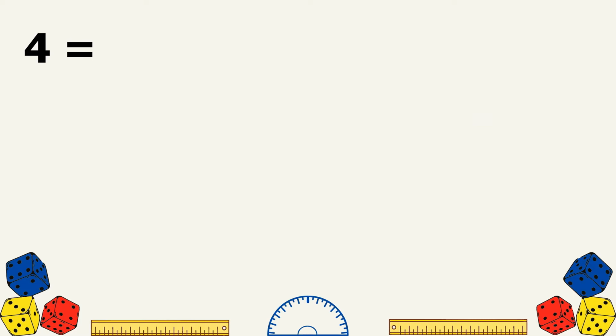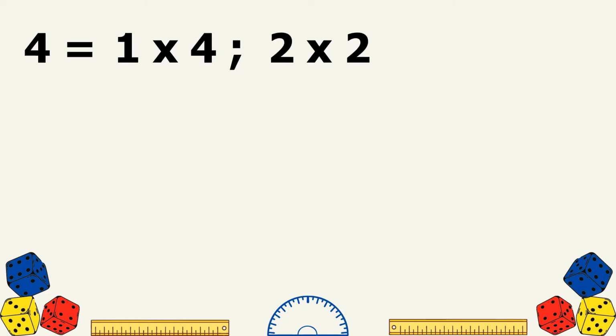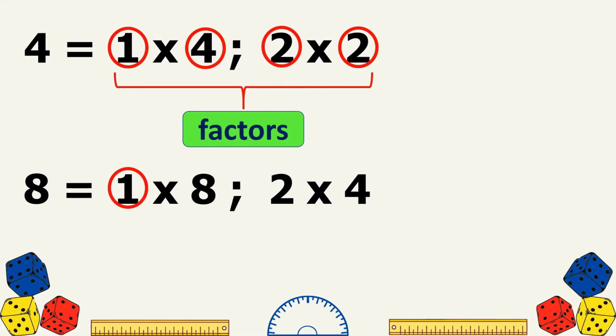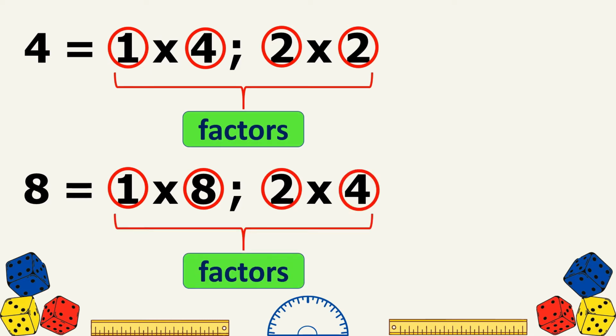Now, please look at this to help you understand more what GCF is. We have here the number 4. Let's identify the factors of 4. So 4 is equal to 1 times 4 and 2 times 2. So 1, 4, and 2 are the factors of 4. Now let us have another number, which is 8. 8 is equal to 1 times 8 and 2 times 4. So 1, 8, 2, and 4 are the factors of 8.